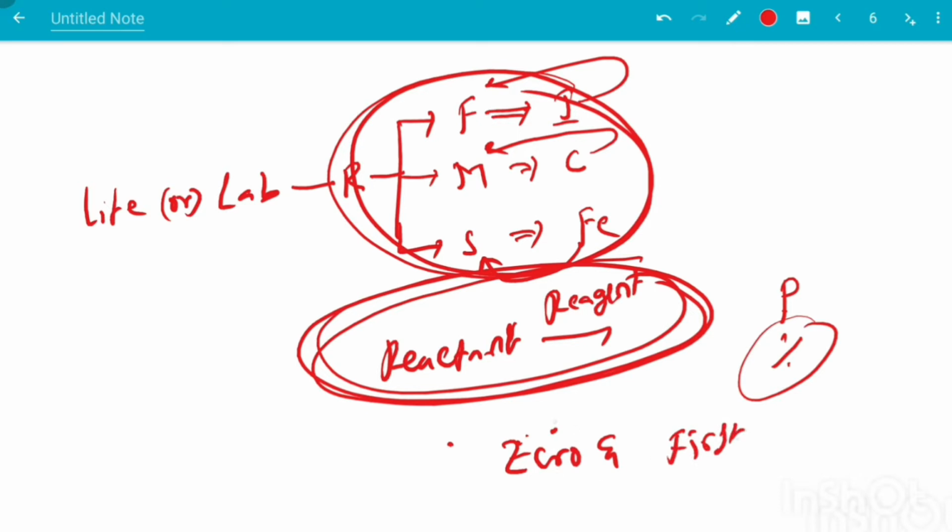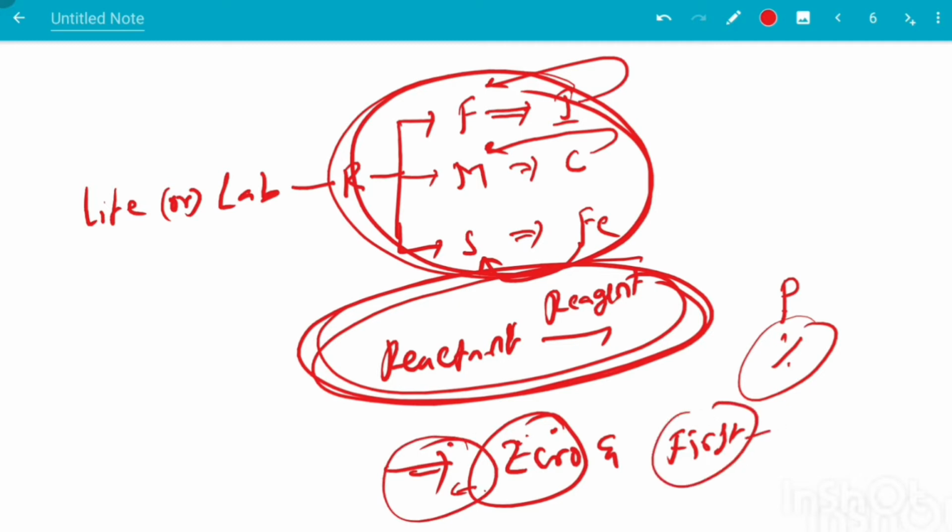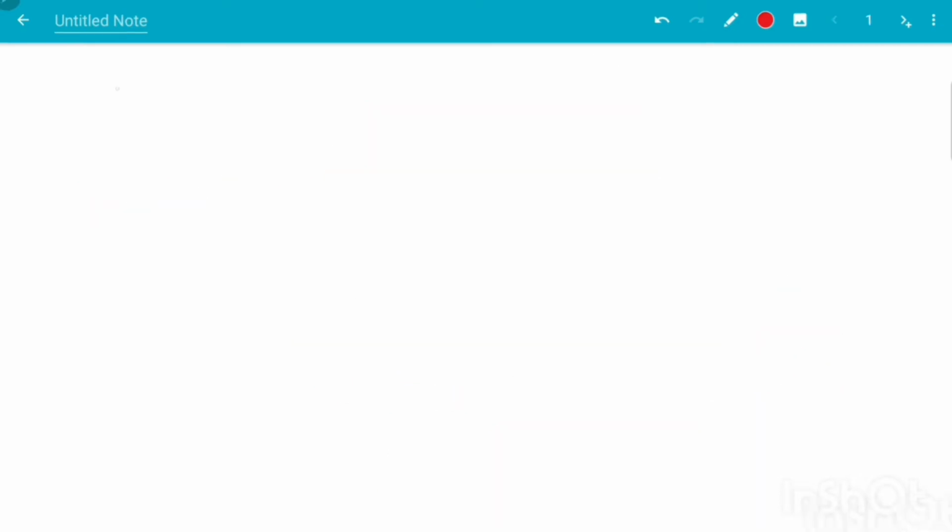Mostly photochemical reactions are zero order, decomposition reactions are also zero order, and metal surface reactions are zero order. First order reaction examples are radioactive decay reactions. Zero order reaction is represented by A gives product. Zero order means the rate of reaction is independent of the concentration of the reactants. It is called a zero order reaction.